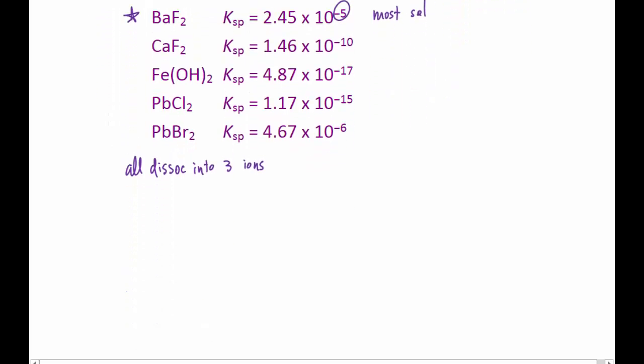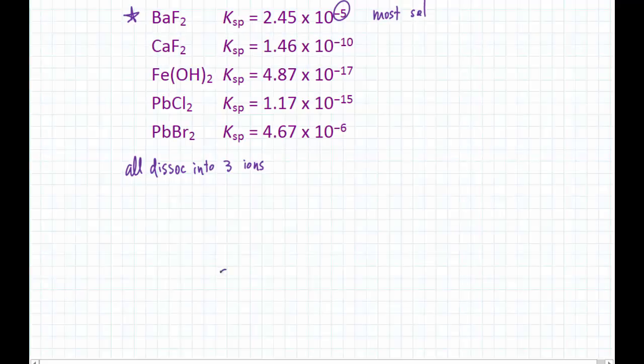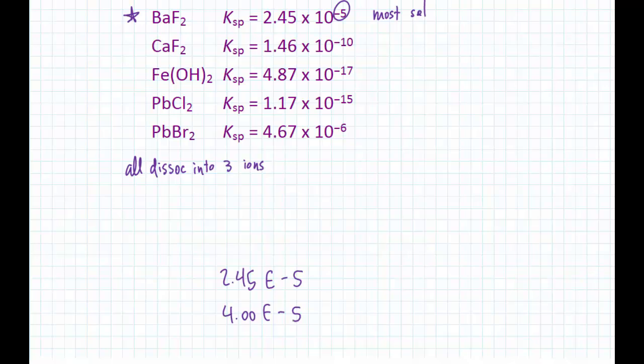Be careful. What if we were comparing 2.45 times 10 to the minus 5 versus, I don't know, 4 times 10 to the minus 5. Which one of those is more soluble? Yeah, 4 is. So I see a lot of mistakes like that. Picking out the largest number of something that has a negative exponent is something sometimes you have to think a little bit more about.